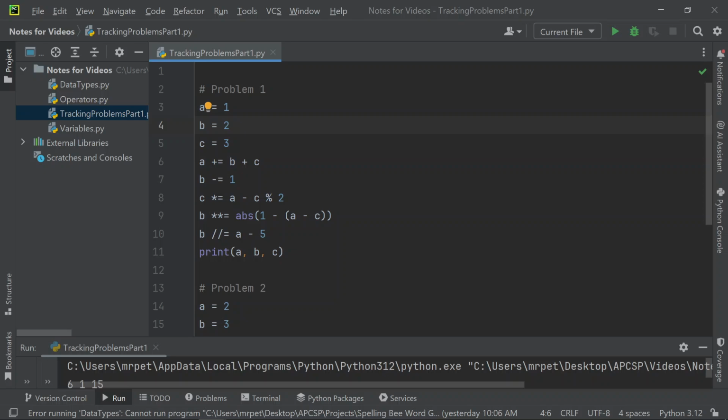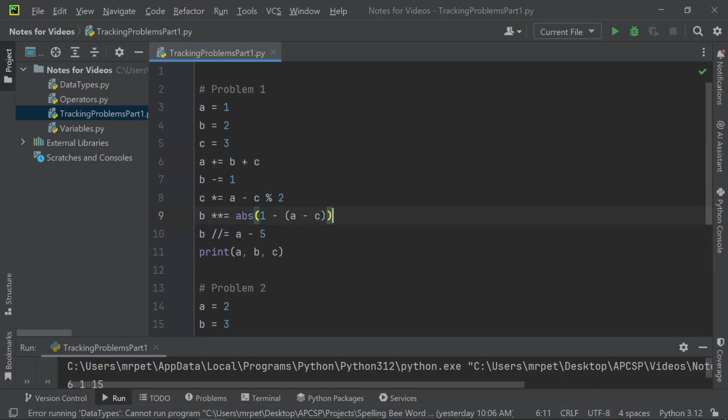So in the first problem, we have 3 variables, a, b, and c. A is set to 1, b is 2, c is 3. And we're doing a bunch of different math to the values of these variables. The best way to go through these problems is to essentially annotate as we go. We are going to write out step by step how the values are changing, how things are simplifying, just like you would in a math class.